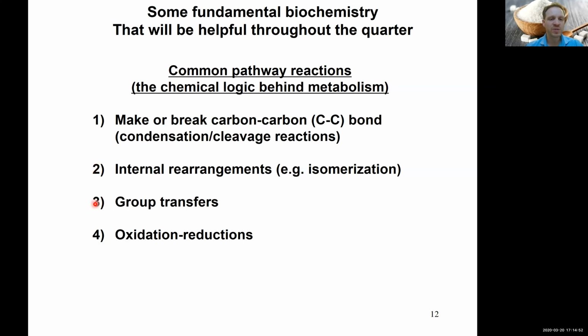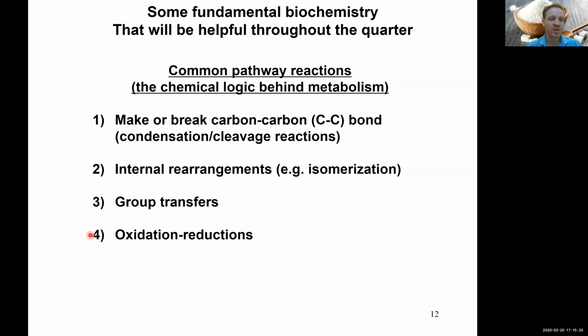Number 3 here, group transfers, equally important. These are now across molecules. We can look at the breaking of a bond in a substrate molecule like a hydroxy group or a phosphate group and transferring that functional group over to another compound, then generating a new product. And again, we'll see a lot of these throughout the quarter.